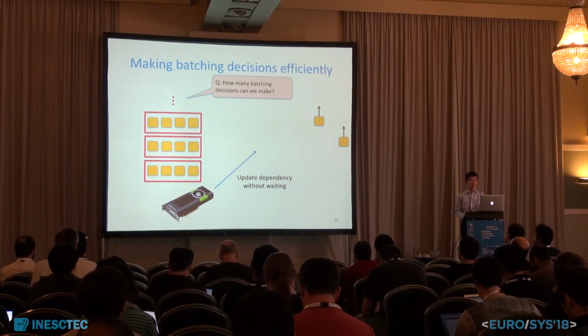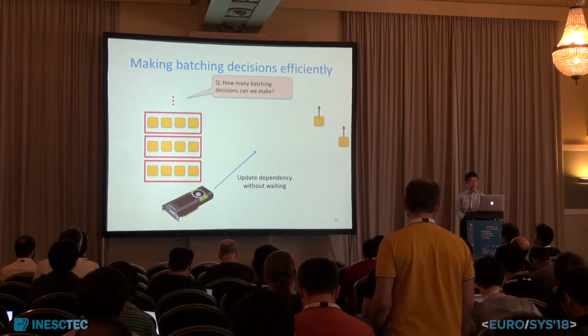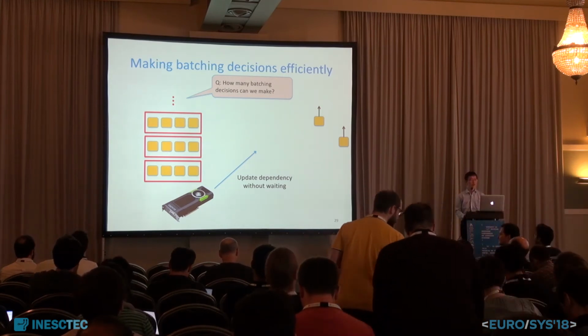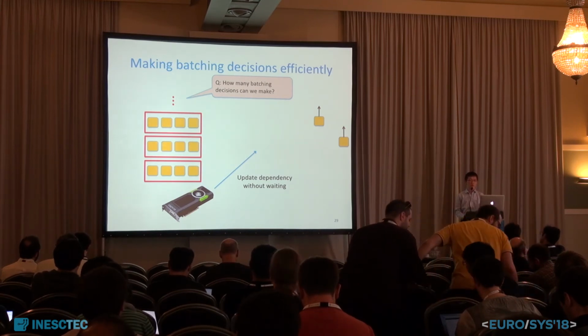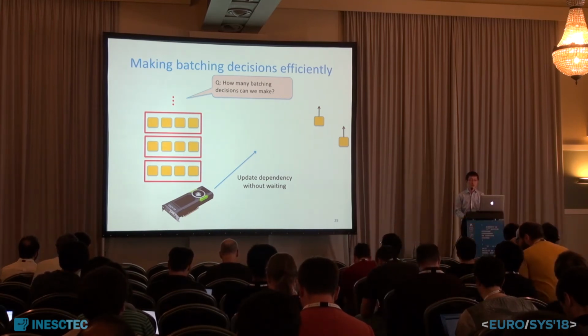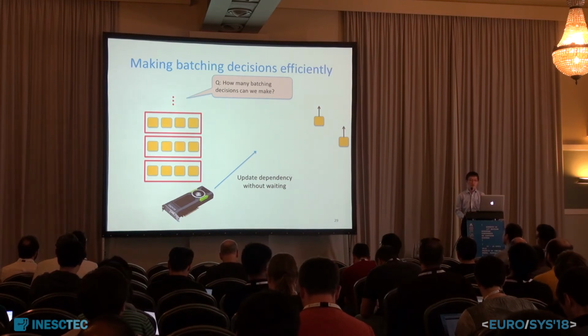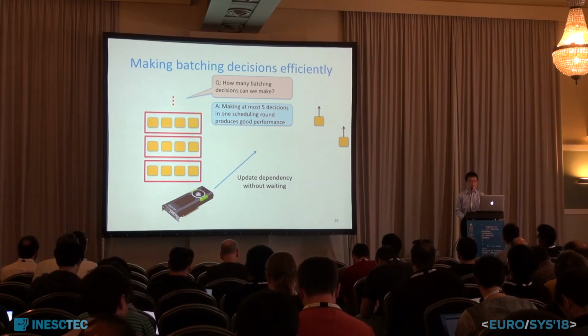This is really a hard trade-off because, as you can see, if too many are made at one time, there may not be enough nodes to form a full batch. Therefore, making too many batches reduces the chance to batch new requests. In our evaluation, we found that making at most 5 decisions in one round produces good performance.